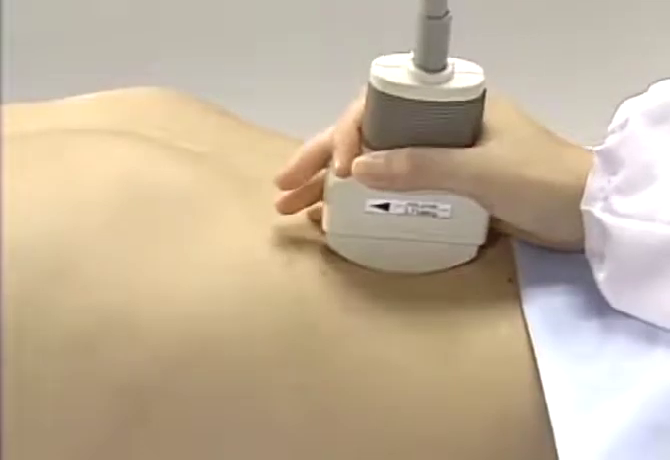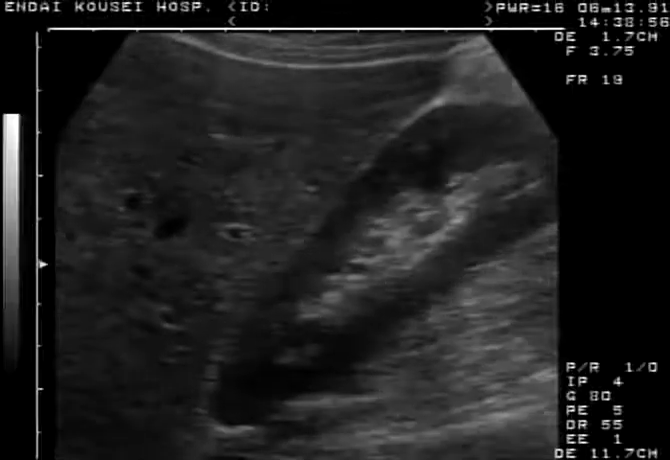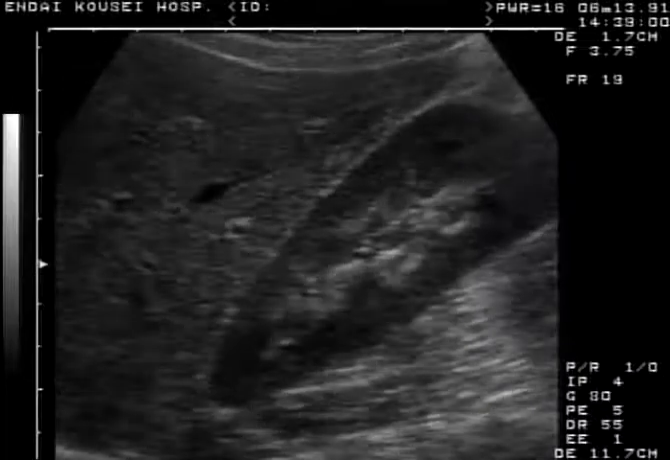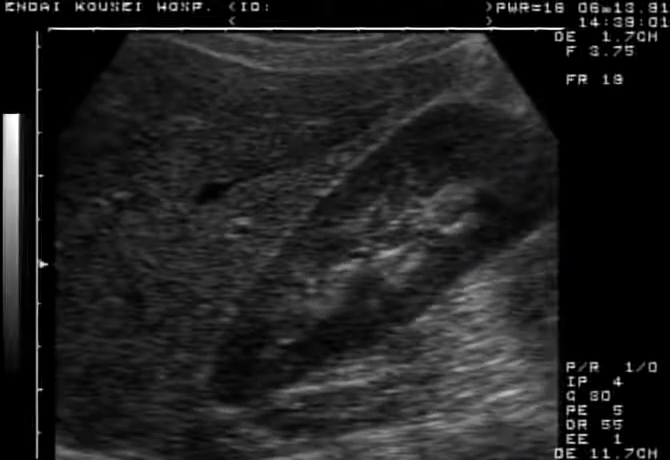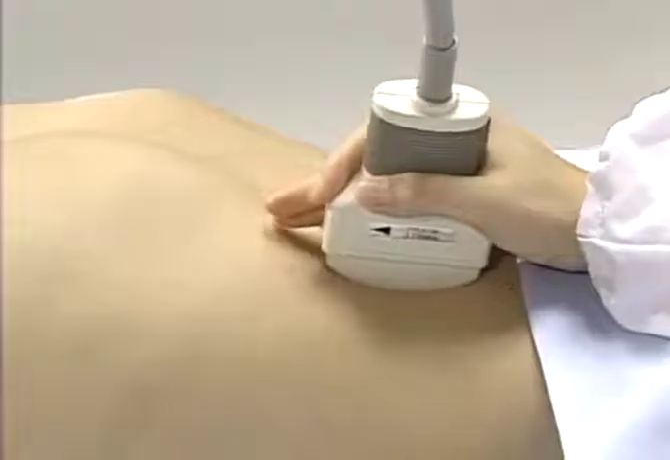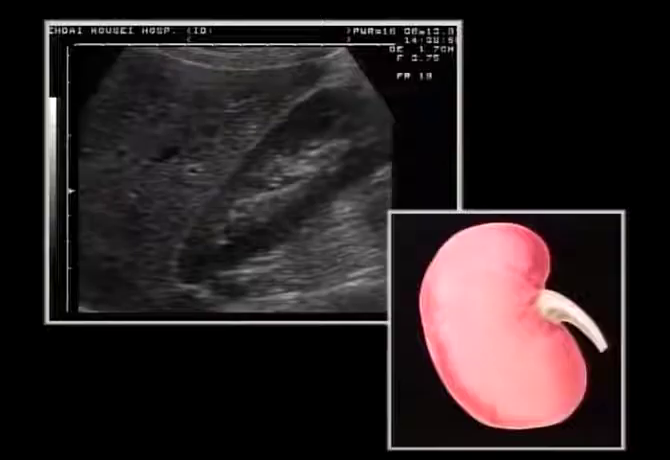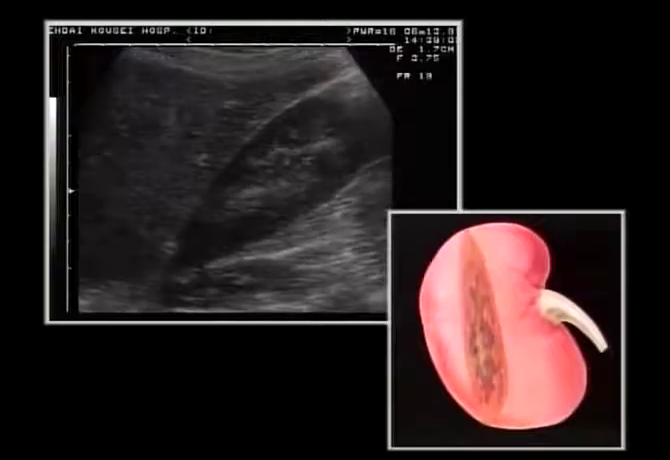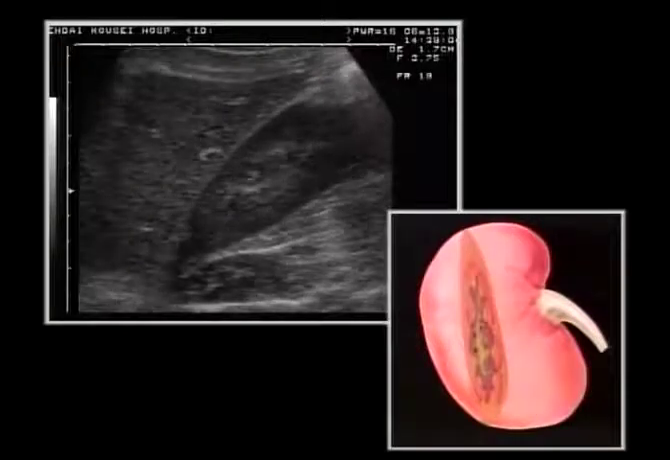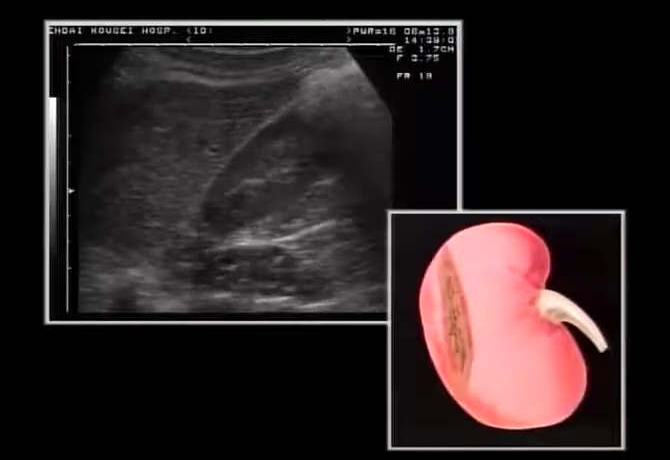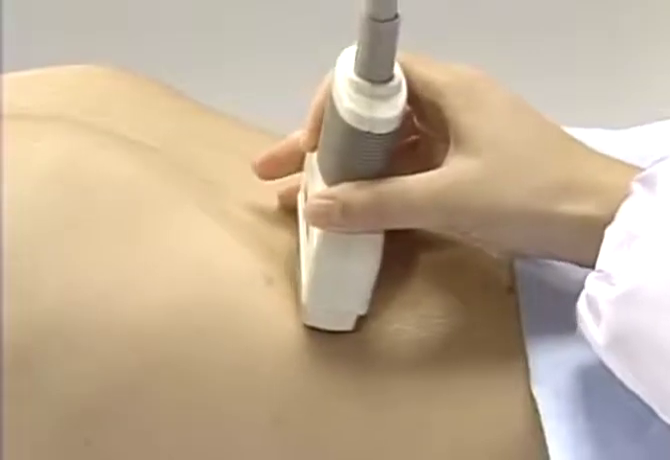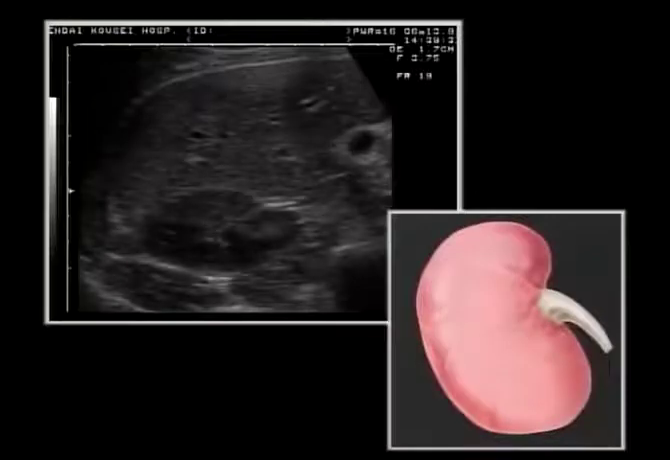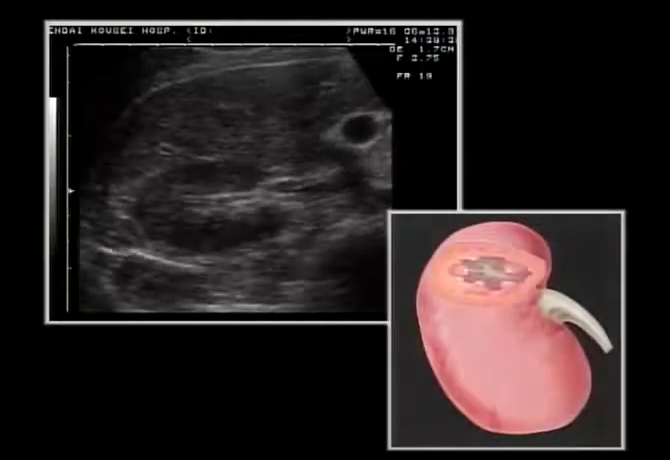Place the probe on the skin's surface. Then we can see in real time a tomographic image covering a wide field from the skin surface to deep regions. Merely by changing the position and angle of the probe, different planes are scanned and images are generated. We use these images to grasp the three-dimensional structures of organs.